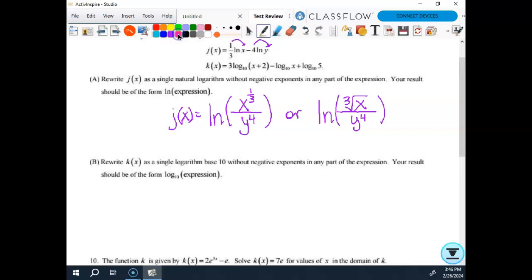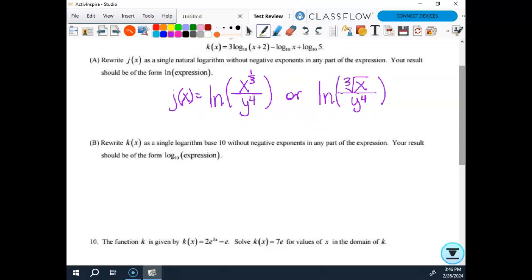All right, so then B, we're going to do the same thing with k. So 3 is going to have to become an exponent. This one doesn't need one, and that one doesn't need one. So k of x is equal to, all right, so we're going to have the log. We're going to get a fraction. Everything positive goes in the numerator. So this is going to be x plus 2 to the third power. x goes in the denominator, and a 5 goes in the numerator. And we're done.